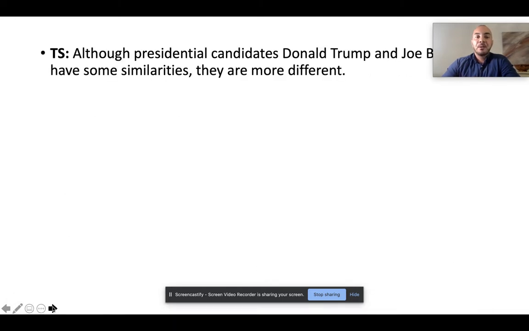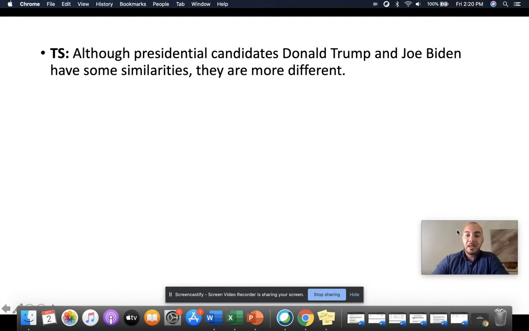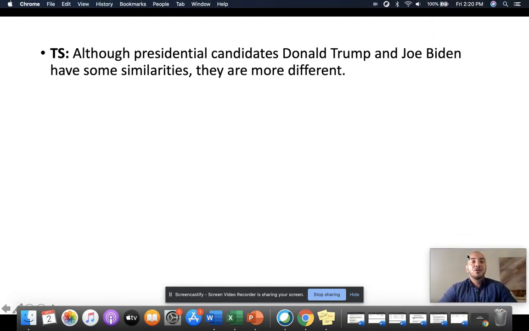So similar to when we looked at illustrative writing, we're going to think about how to use an outline to create a compare and contrast essay. Just like when writing illustratively, we want to begin with a clear topic sentence. And the topic sentence we have this time is, "Although presidential candidates Donald Trump and Joe Biden have some similarities, they are more different." So our paragraph is going to focus on the differences instead of the similarities.